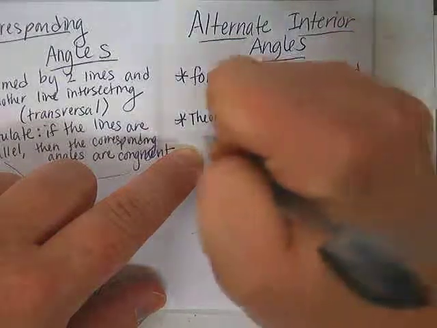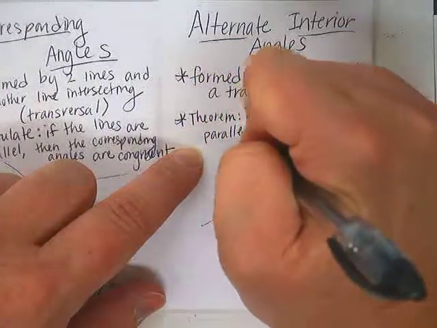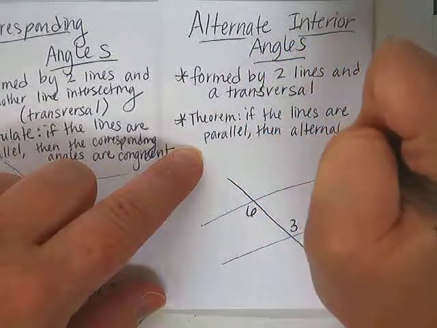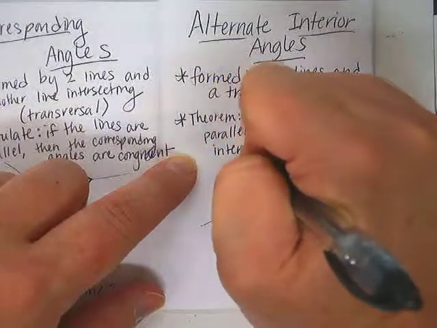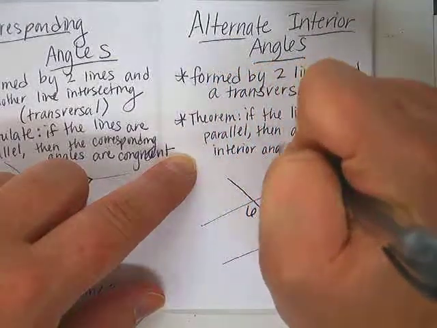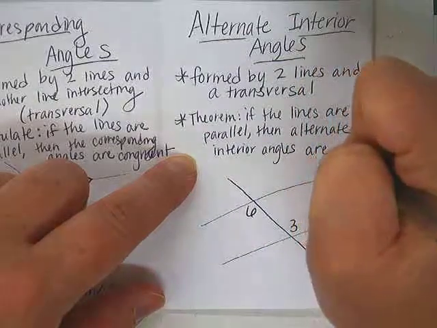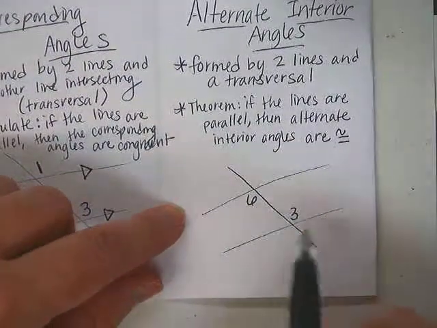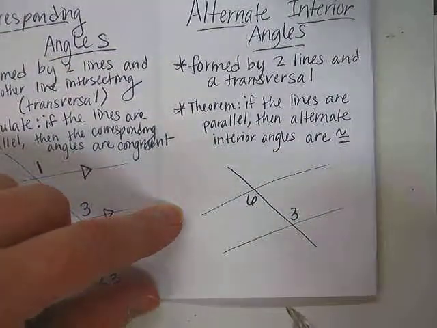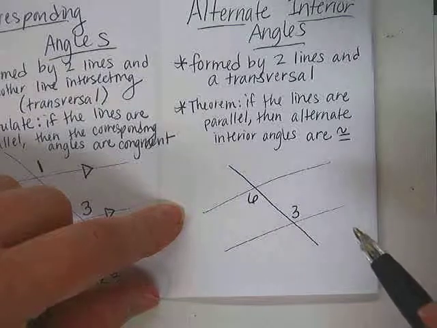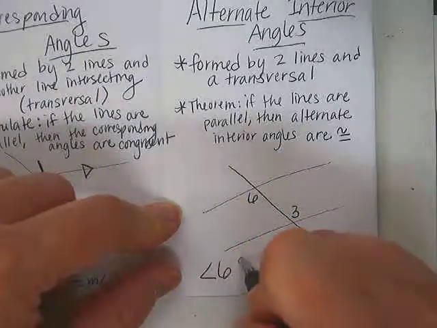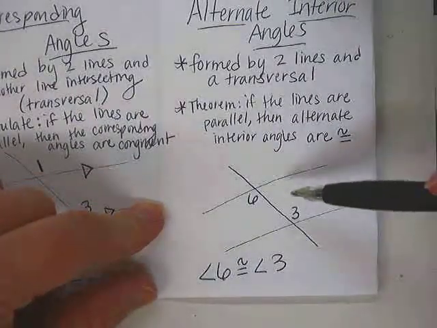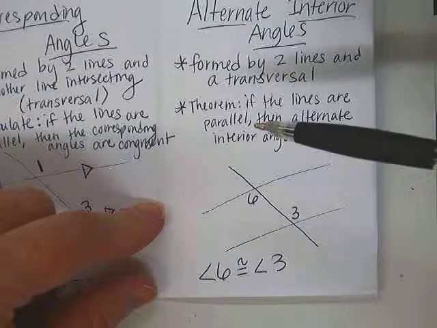The theorem says if the lines are parallel, then alternate interior angles are congruent. Again, they're going to be the same size. Notice how in our picture both 6 and 3 are obtuse angles, right? So angle 6 is going to be congruent to angle 3.